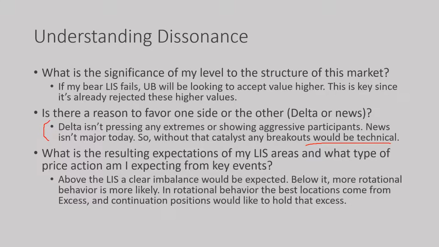So what's the resulting expectation from these lines in the sand? Well, above the big main line in the sand, the red zone, a clear imbalance would be expected, because now we'd be in that higher value range and we'd be looking to accept higher value. Below it, though, more rotational behavior is likely because the delta isn't extreme and we have some good bullish narratives just below our key bearish inflection. So we're looking for excess in any kind of continuation position after excess is formed. We would want to see the prior excess that may have been formed hold.